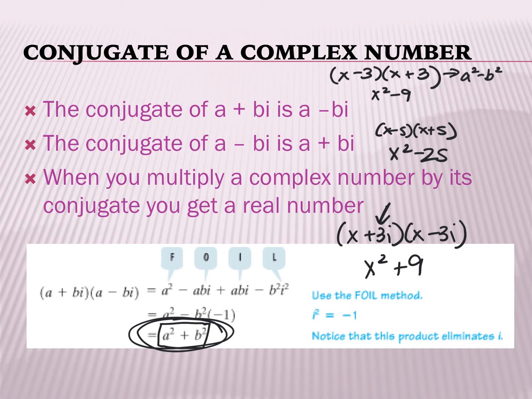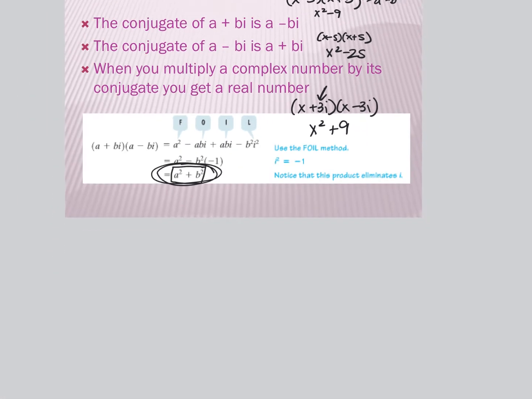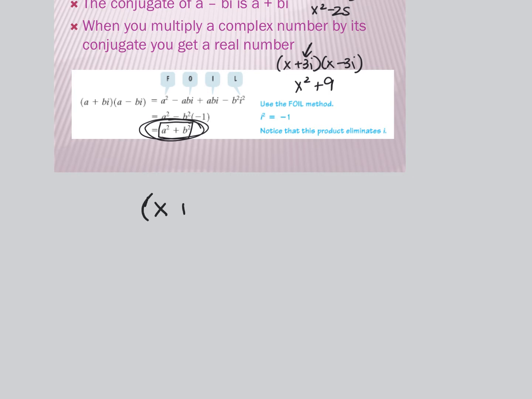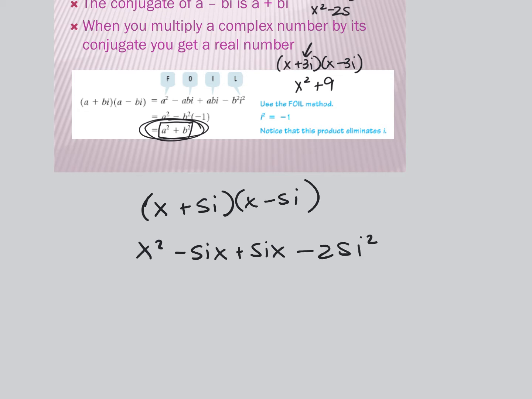Because I could FOIL that out. Let's say it's this: x squared, plus, minus. You could do this one: plus 5ix minus 25i squared. These cancel. This becomes -1, which makes that positive 25. And I get the same thing I would get from the shortcut. I would advise the shortcut, but if the shortcut throws you off, just FOIL it out. You'll get the same answer, okay?